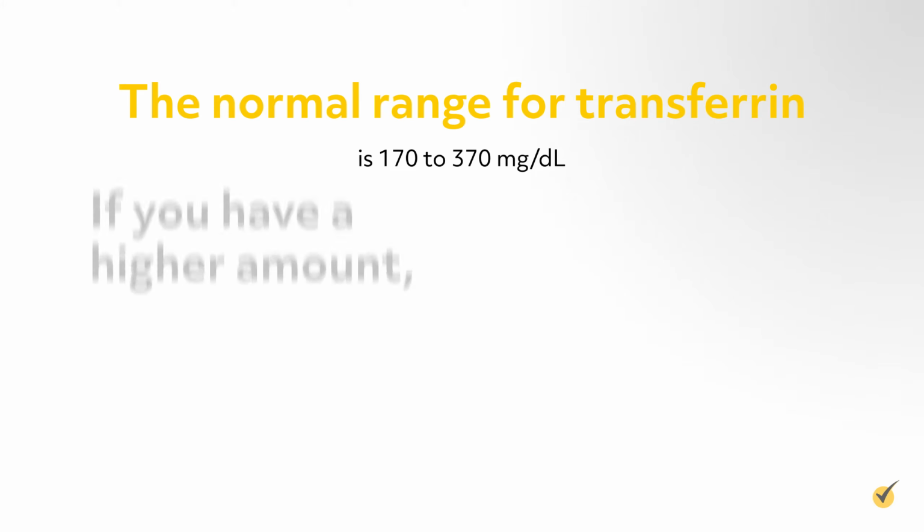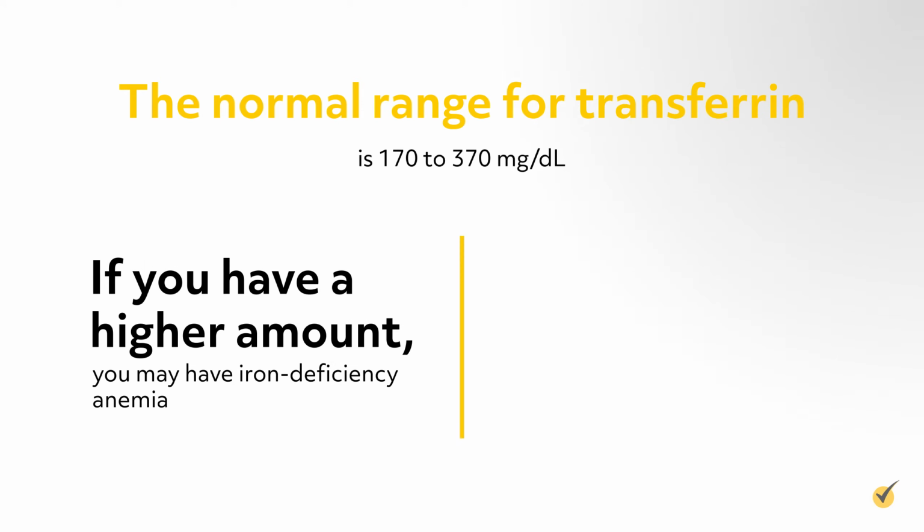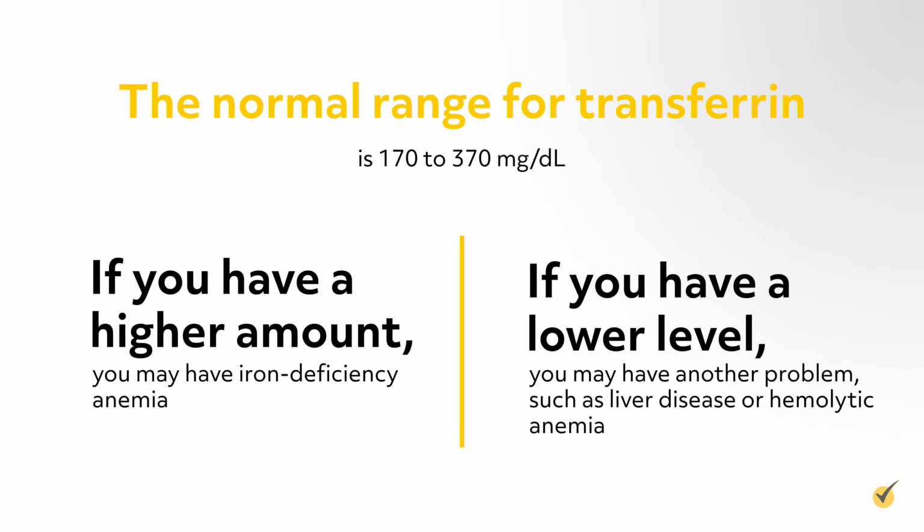The normal range for transferrin is 170 to 370 milligrams per deciliter. If you have a higher amount, you may have iron deficiency anemia. If you have a lower level, you may have another problem such as liver disease or hemolytic anemia.